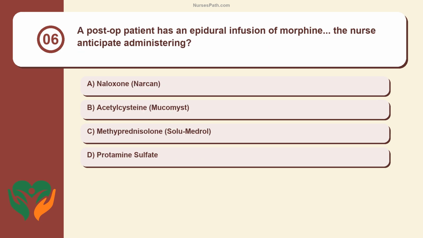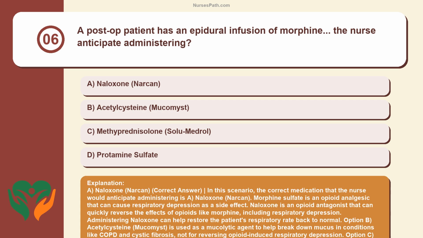Question 6. A post-op patient has an epidural infusion of morphine. The nurse anticipates administering: A. Naloxone, Narcan; B. Acetylcysteine, Mucomyst; C. Methylprednisolone, Solu-Medrol; D. Protamine sulfate. A. Naloxone, Narcan. Correct answer.